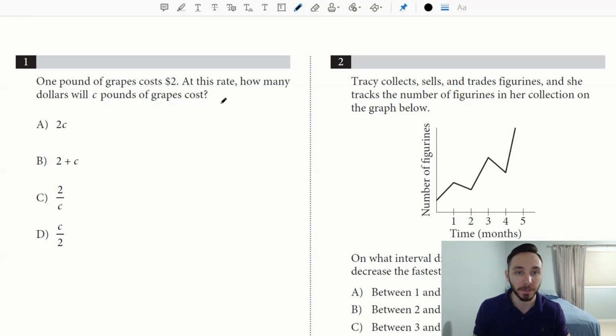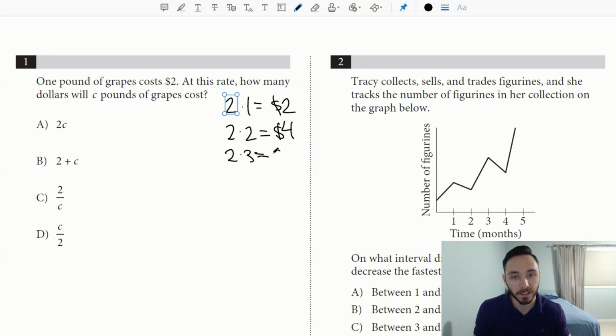If you buy 1 pound, you spend $2. If you buy 2 pounds, you spend $4. It's as simple as this. You're just multiplying here. So the answer is very clearly A. This is a classic time saver problem.